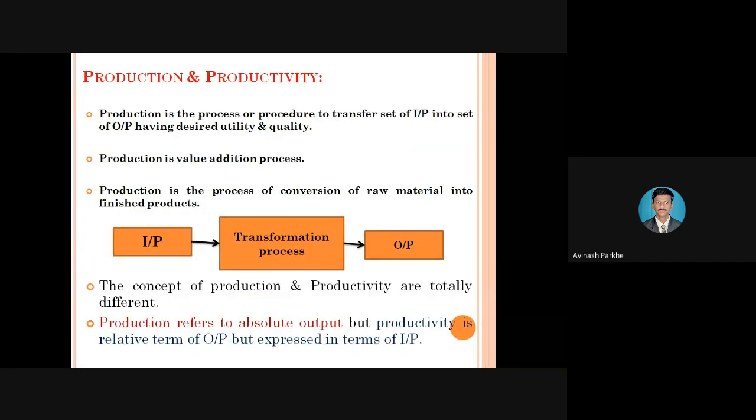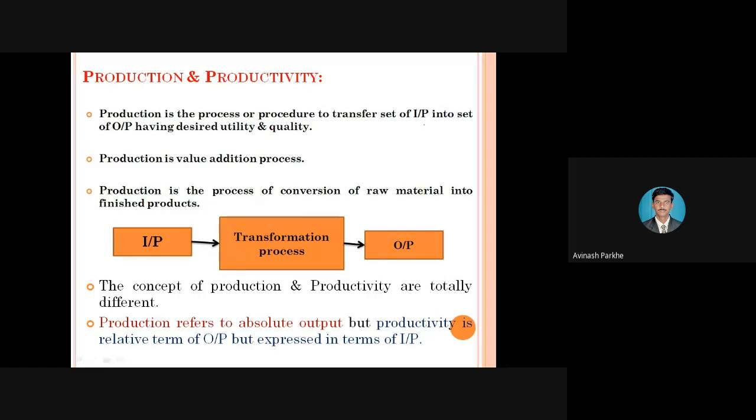Now we'll discuss the basic difference between production and productivity. Production and productivity are two terms which are not correlated with each other, because production is a process, or a procedure, to transform the input parameters into the set outputs in the desired utility and quality. Production is a process which transforms the input into the output. That means whatever raw material there is, that raw material is converted into the finished goods or the finished products. That process is called production.